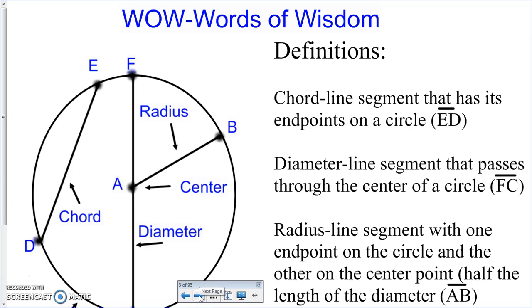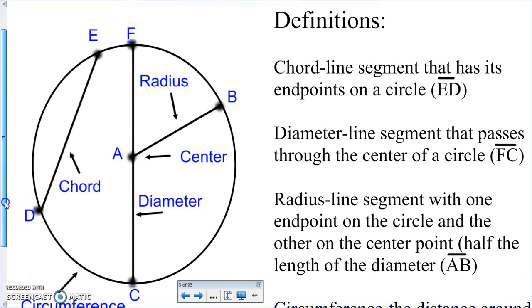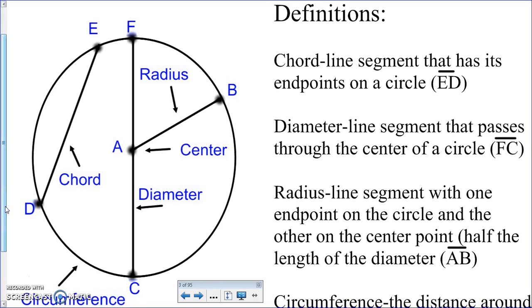Let's begin by reviewing some basic circle terminology. Definitions. The chord is a line segment that has its endpoints on the circle, shown here by ED, labeled on the left side of the circle. The diameter is a line segment that passes through the center of a circle. It's also a chord because both of its endpoints are on the circle. It's just a chord that passes through the middle point.